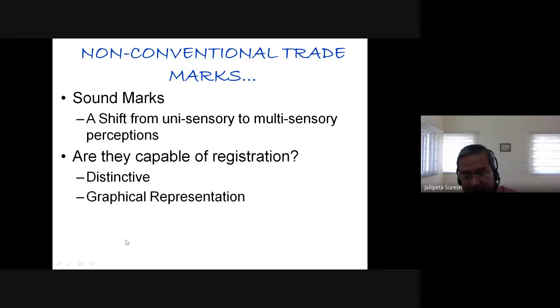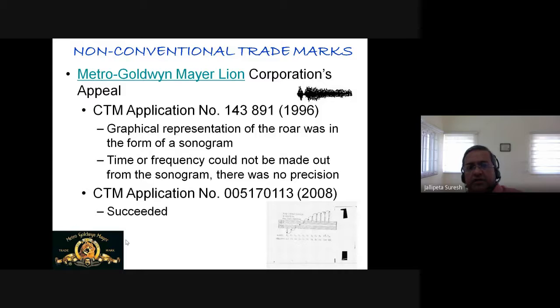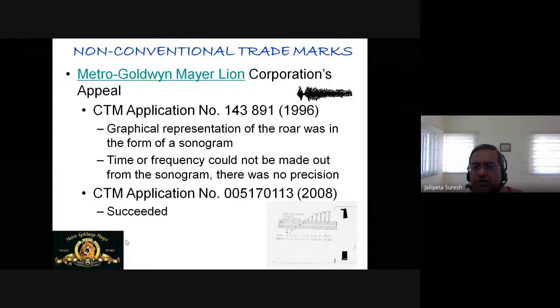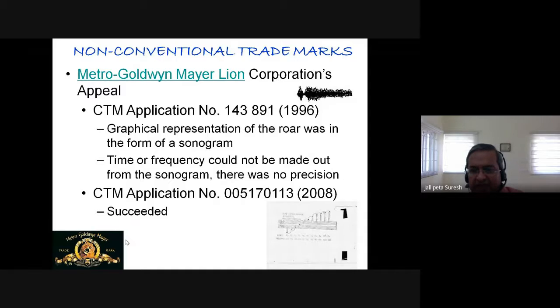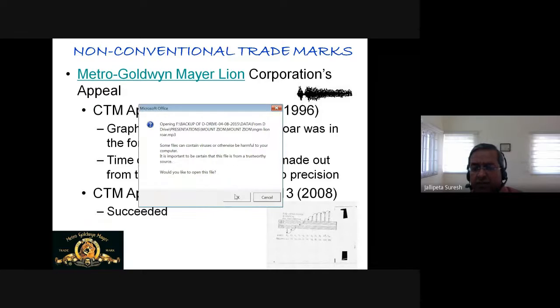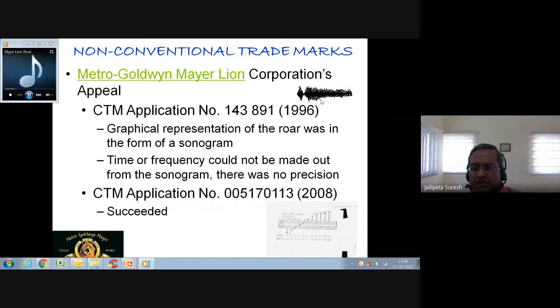Here, as I was trying to say, whether these marks are distinctive and how graphical representation can be provided in order to achieve this registration. This is a classic example to show you about the Lion's Roar for which MGM sought protection in Europe in the year 1996. So when they filed this application, they filed this along with the sonogram that you see here.